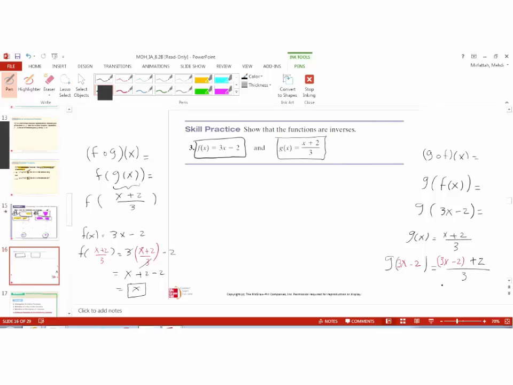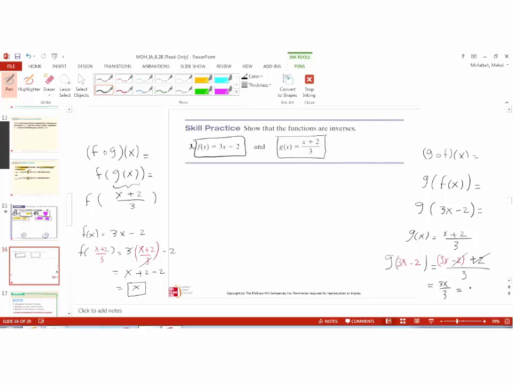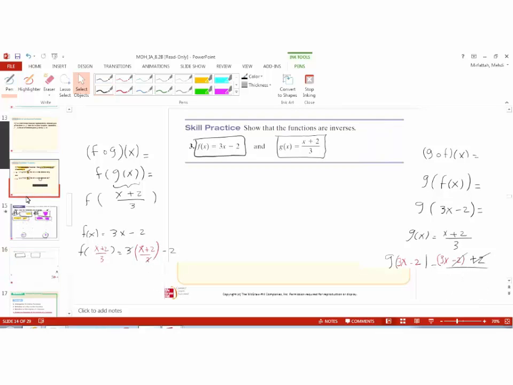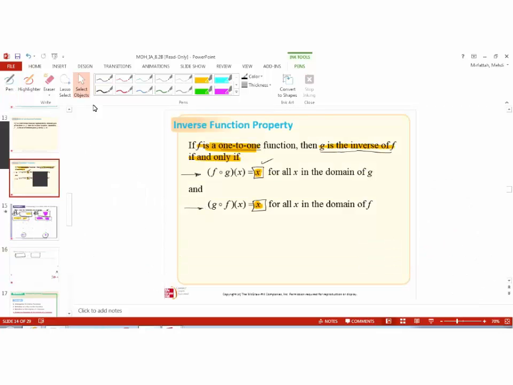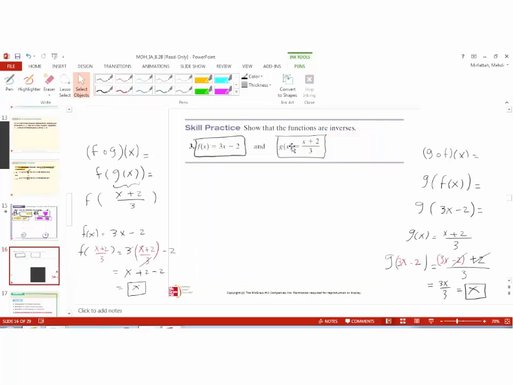So now we can see that this would be 3x minus 2. This minus 2 and plus 2 cancel each other out, and you get x again. It's exactly what we wanted to show. Again, let's go back to the property. Now we showed that g of f of x also is equal to x. So our conclusion would be that these two are inverses of each other. The answer is yes, they are inverses of each other.